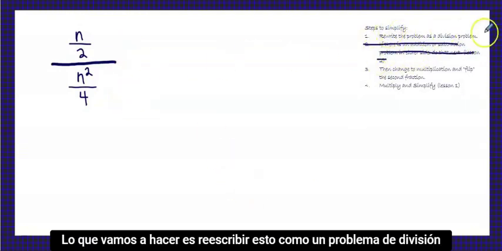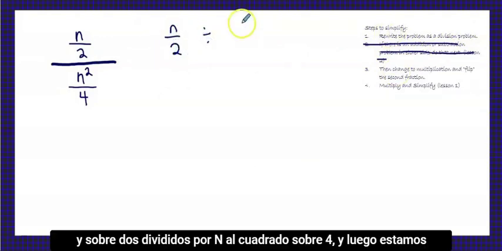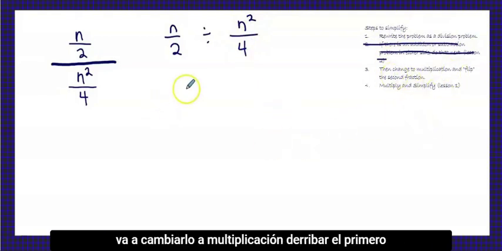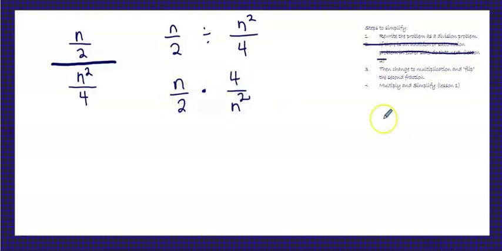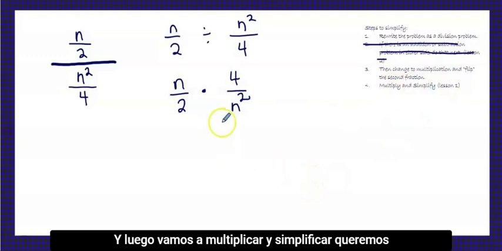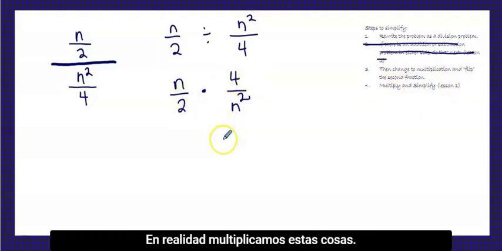What we're going to do is rewrite this as a division problem. N over 2 divided by n squared over 4. And then we're going to change it to multiplication. Bring down the first fraction, change this to multiplication. And then we're going to multiply and simplify. We want to simplify first because we can cancel out some stuff before we actually multiply this stuff.